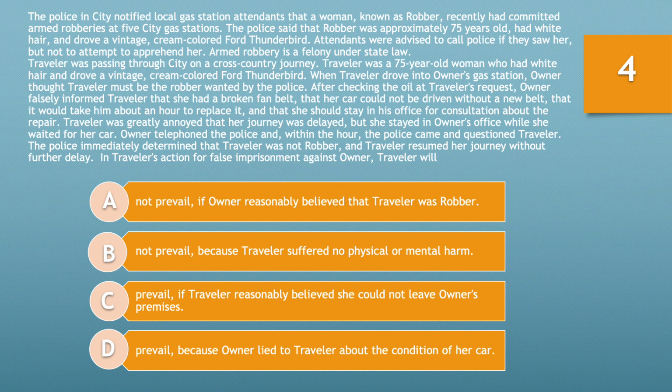In Traveler's action for false imprisonment against Owner, Traveler will: A. not prevail if Owner reasonably believed that Traveler was the robber. B. not prevail because Traveler suffered no physical or mental harm. C. prevail if Traveler reasonably believed she could not leave Owner's premises. D. prevail because Owner lied to Traveler about the condition of the car. Take 10 seconds to choose the best option.